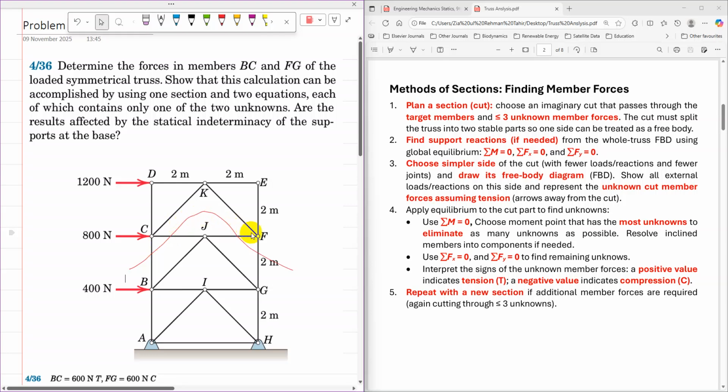So whenever there are trusses like that, which are statically indeterminate and where the method of joints is not possible, using this type of unusual cut it is possible to solve them using conditions of static equilibrium. And the question asks: are the results affected by the static indeterminacy of the supports at the base? Because we are not going to include that lower part, static indeterminacy is not relevant here, because we are going to use the upper part.